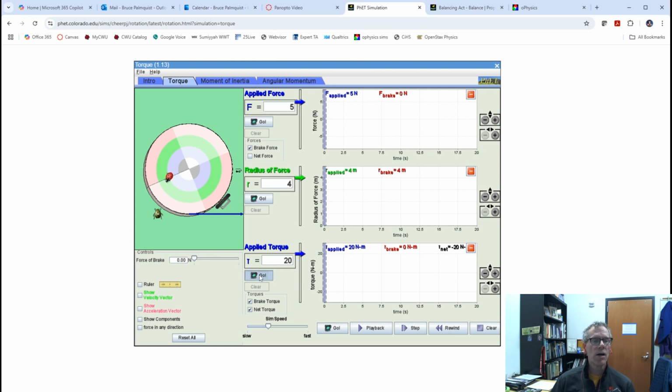If we just hit go, for some reason it always starts going in the clockwise direction. But we see that once it does that, it stops going in the clockwise direction. The blue torque here, or the blue force, causes it to rotate counterclockwise. So a positive torque here is counterclockwise.